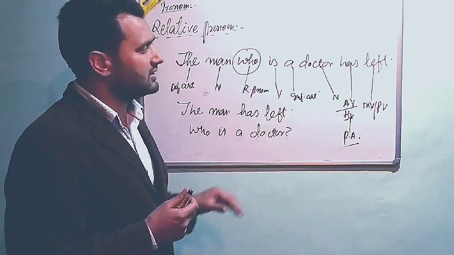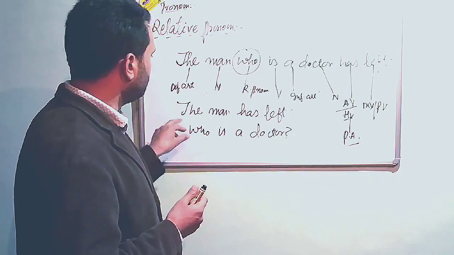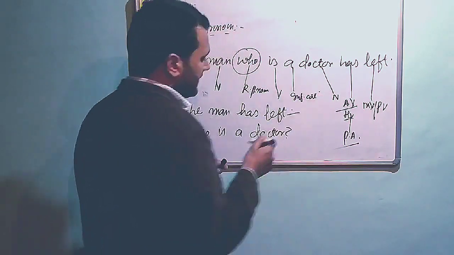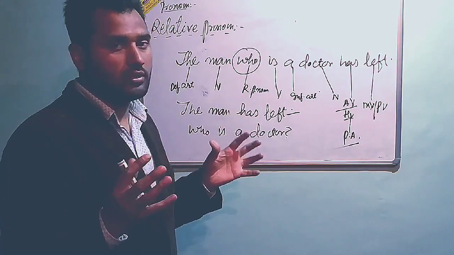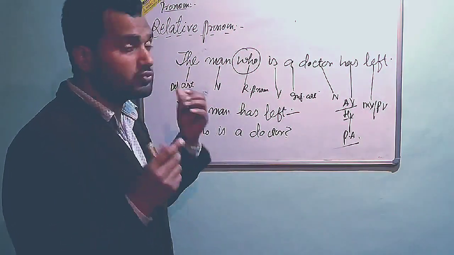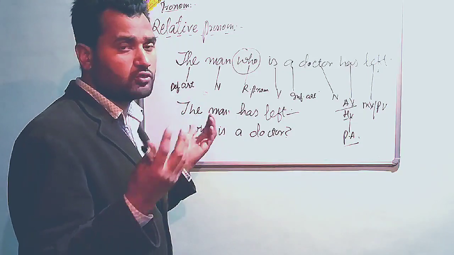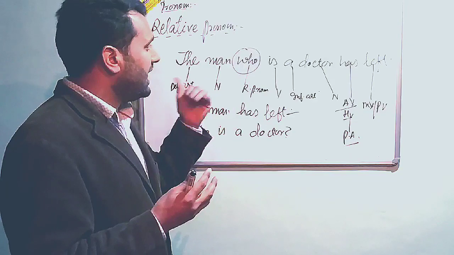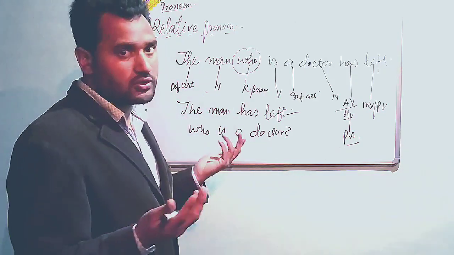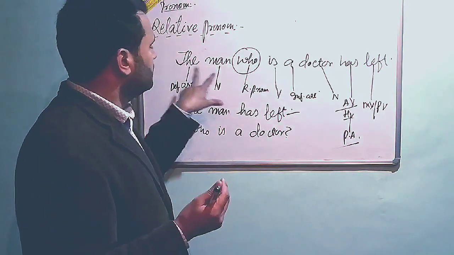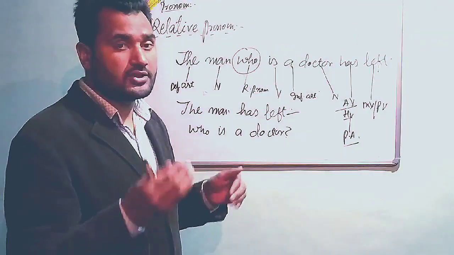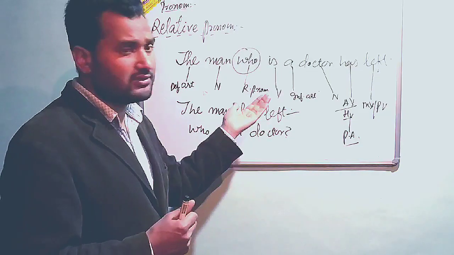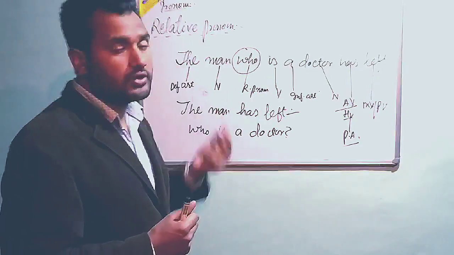Actually, this is a complex sentence, and in this sentence there is the man has left. This is the principal clause. This complex sentence is composed of two clauses. What's a clause? A clause is a group of words which gives us some sense but not a complete sense, and it has a subject and predicate. So in this complex sentence there are two clauses. One is called the principal clause and the second one is the subordinate clause.